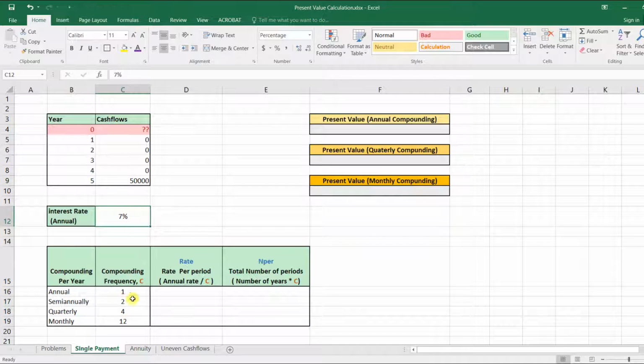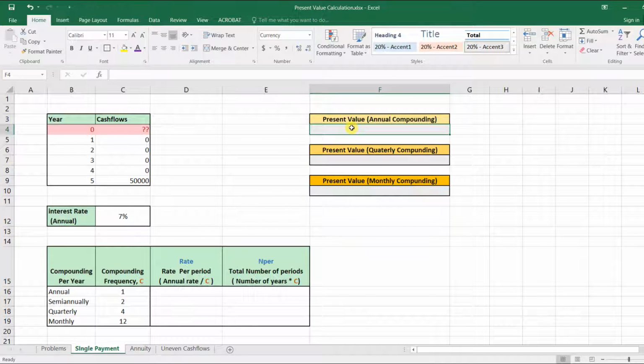And then this table shows the different compounding frequencies. For example, if the interest rate is compounded quarterly, then the compounding frequency is 4. For monthly compounding, it is 12. We'll see how this table gets used, but first let's consider the simplest scenario where the annual interest rate is 7% and the interest rate is also compounded just annually. Then what would be the present value?